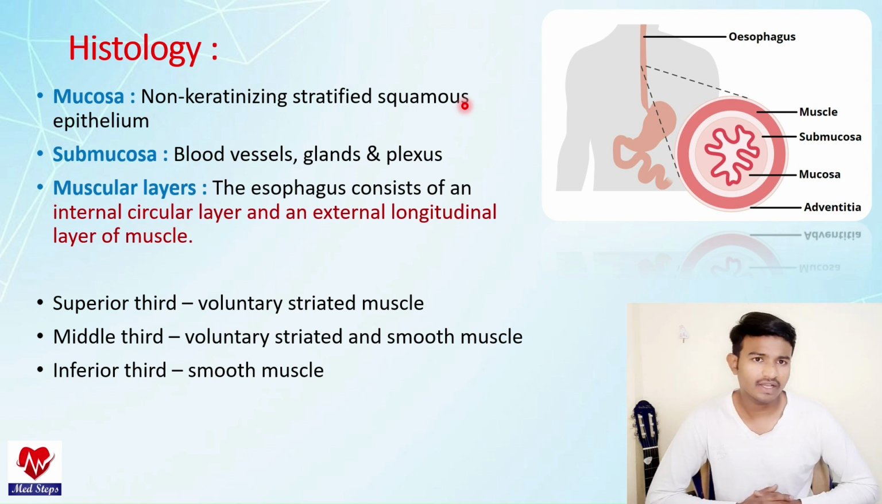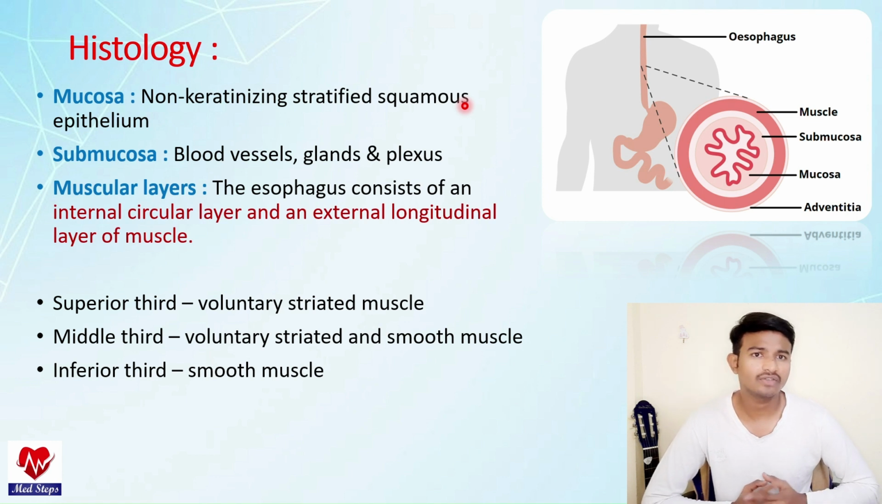In this esophagus, as I told you before, it is divided into three parts. The superior third is made of voluntary striated muscle. The middle third is formed by voluntary and smooth muscle. The inferior third is formed by smooth muscle.